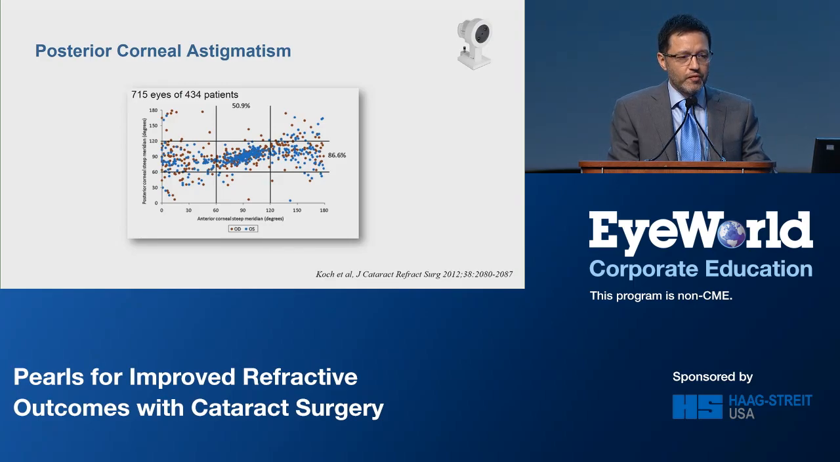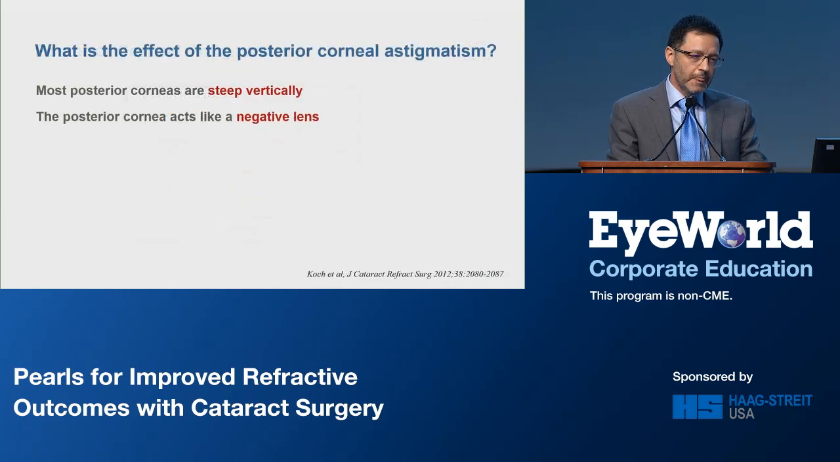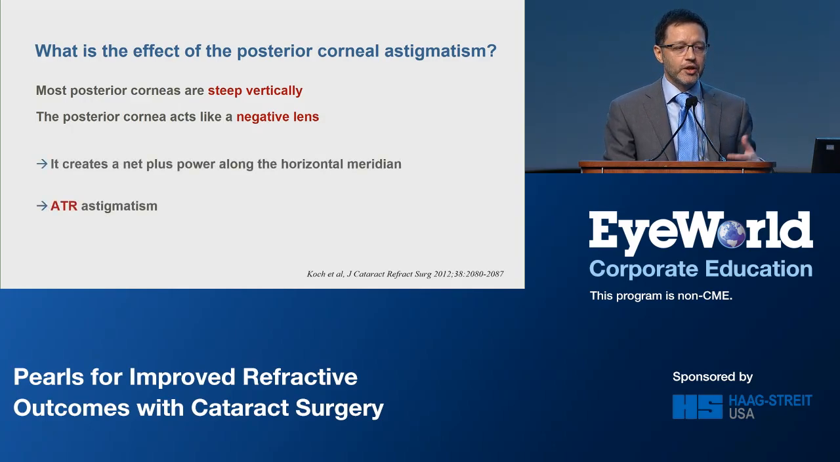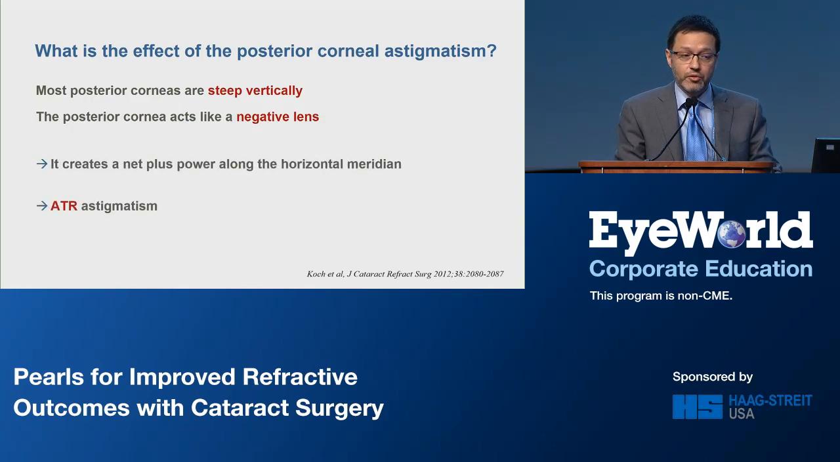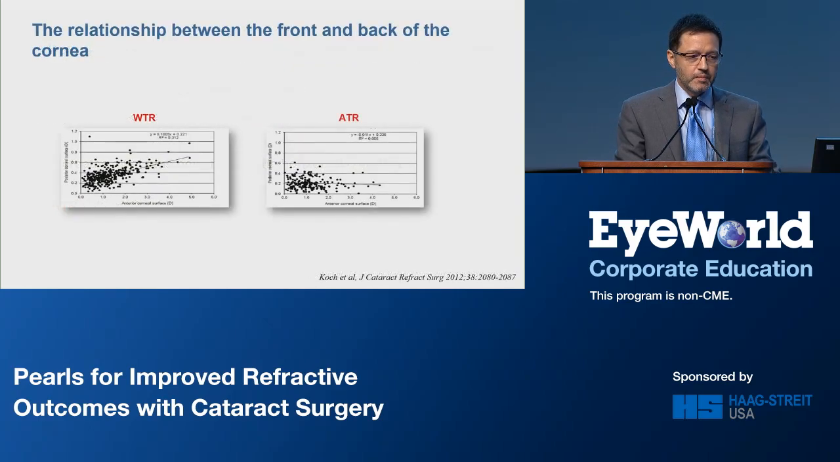So Dr. Koch and his group evaluated the posterior cornea in a large group of patients using a Dual Scheimpflug device, and what they found was that most of the posterior corneas were steep along the vertical meridian. Now, since the posterior cornea acts like a negative lens, it will actually create a net plus power along the horizontal meridian, inducing against-the-rule astigmatism.